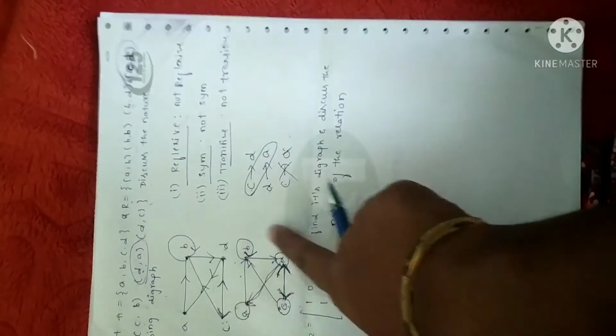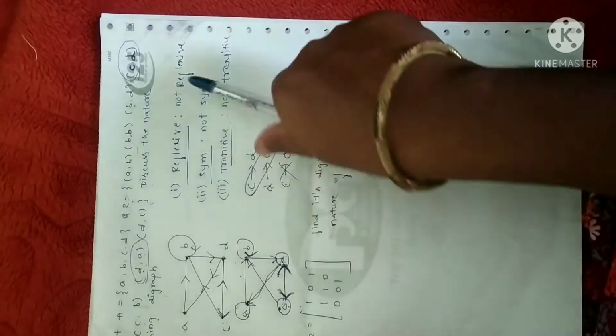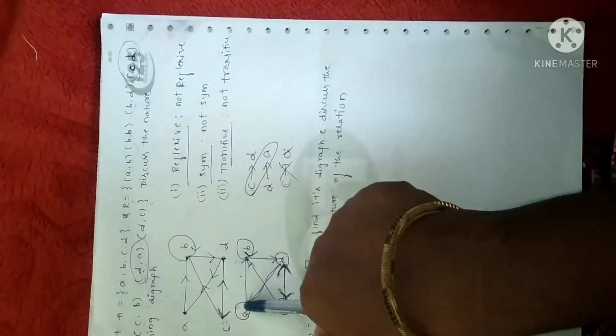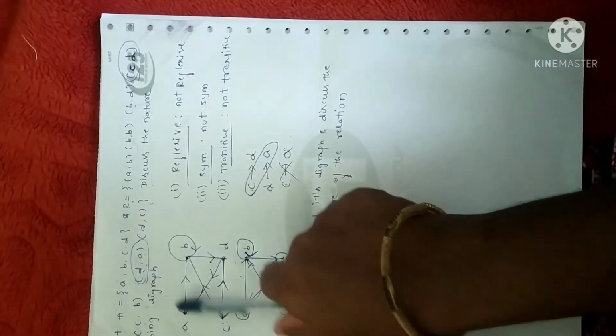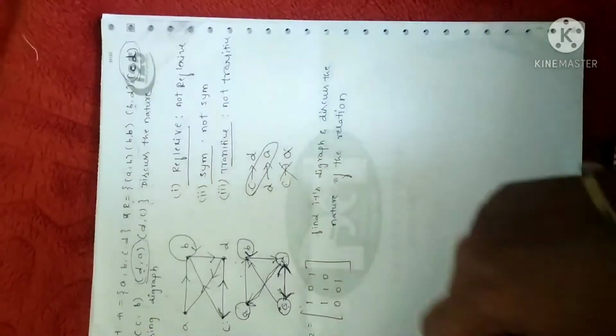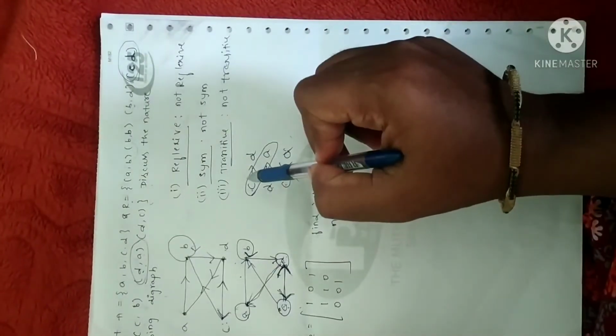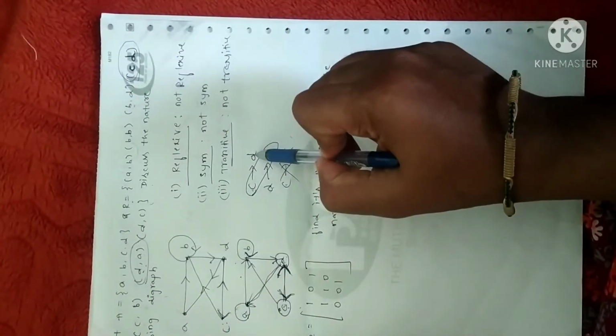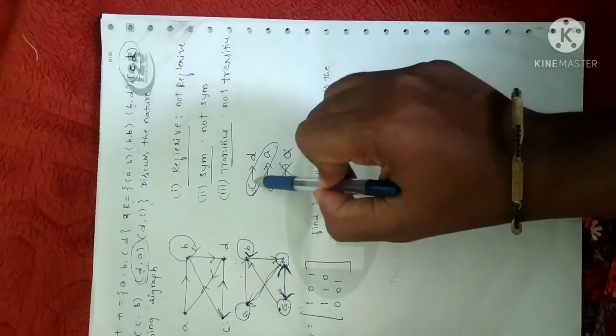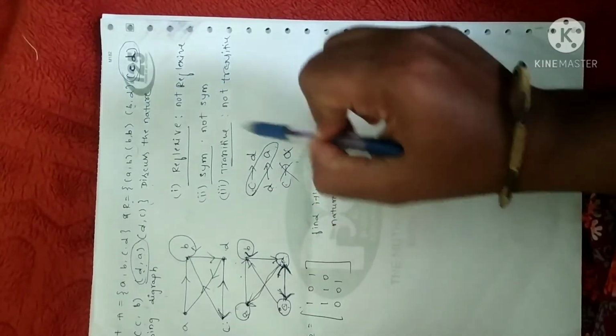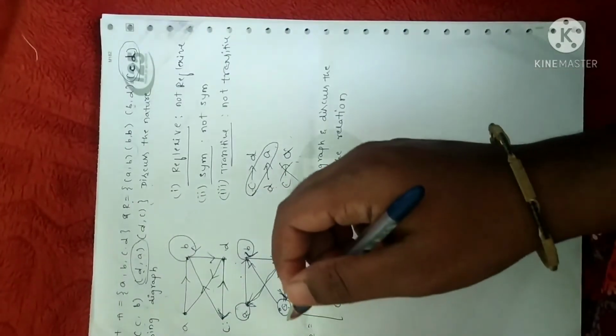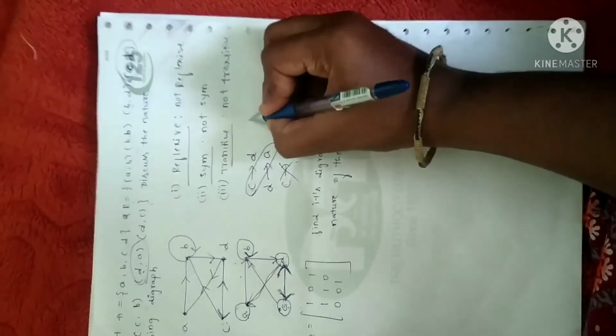Since it doesn't have any self loop for all the vertices, it is not reflexive. And moreover, there is no bidirectional edge between the vertices, so it is not symmetric. Now, the transitive condition: since I have an edge from C to D and D to A, but I don't have an edge between C to A, that is the reason it is not transitive. Fine. Now, coming to the antisymmetric concept.